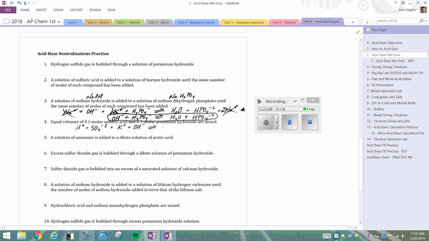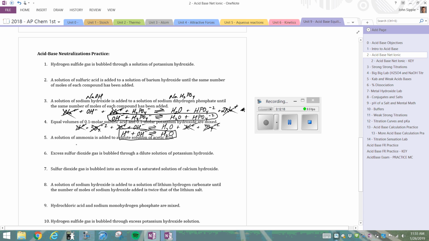Ultimately you would form H2O, and your other product would be potassium sulfate, but that's soluble, so it still has K plus and SO4 2 minus. So we cancel out our spectator ions, and we would just be left with H plus and OH minus forming H2O. So if you have a strong acid with a strong base, it's just H plus and OH minus forming water.